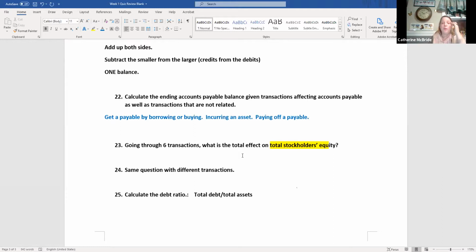When you go through these 6 transactions, I strongly encourage you to write it out using the accounting equation, because it will help you make sure that you put the expenses and the revenue under stockholders' equity. And then you have to calculate the debt ratio.